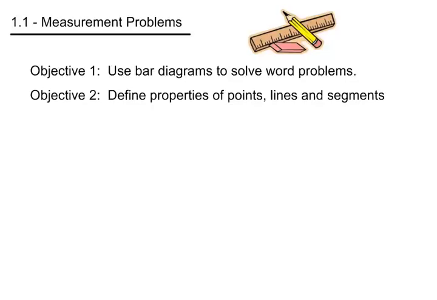Hello, in this lesson we're going to talk about measurement problems. So our first objective is that we're going to use a bar diagram to solve word problems. This is just a review for Math 210. And objective 2 is we're going to define properties of points, lines, and segments. So we're just going to go over a bunch of definitions.